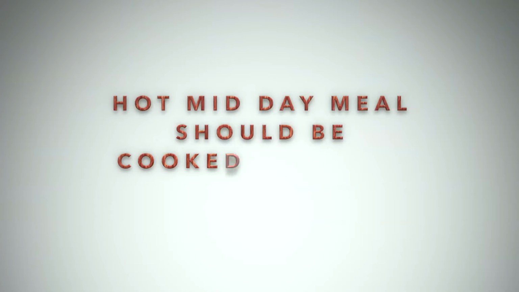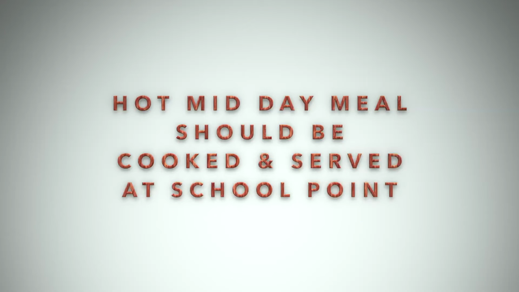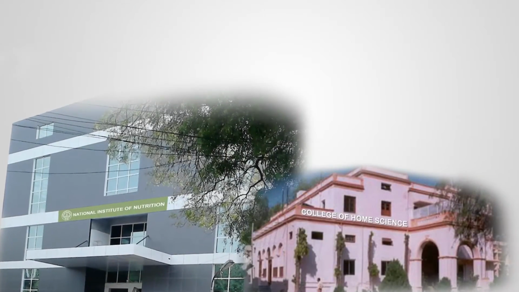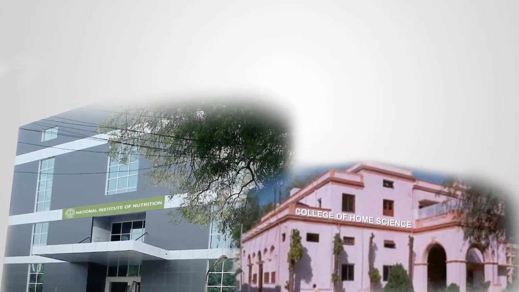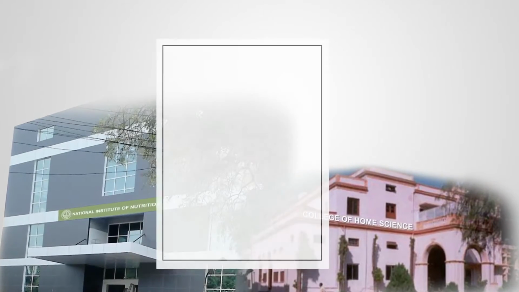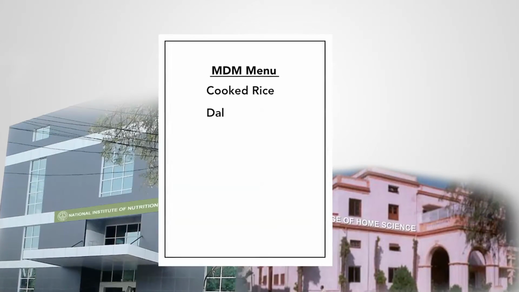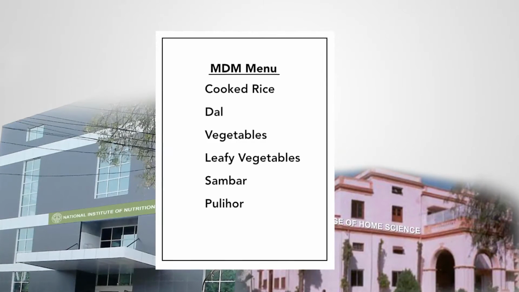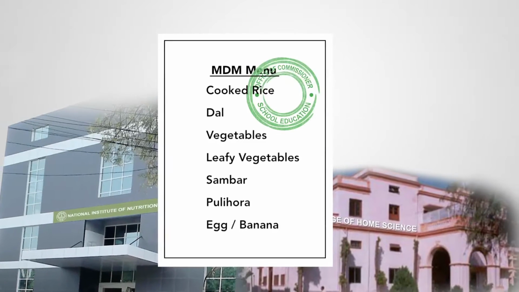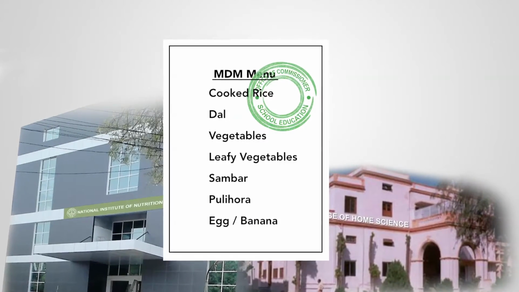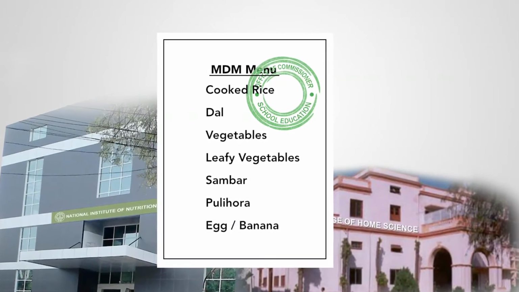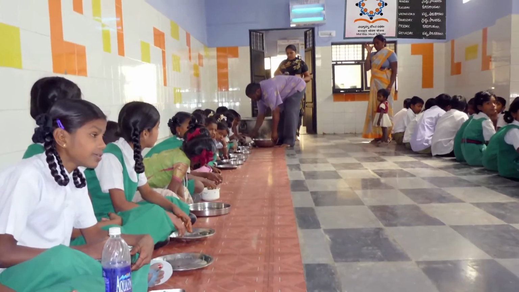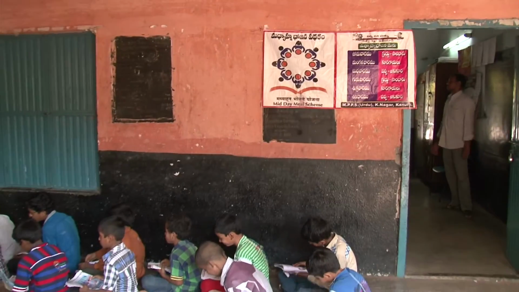Hot midday meal should be cooked and served at school point. In consultation with the National Institute of Nutrition and Home Science College, indicative menus for MDM using locally available and culturally acceptable food items are developed and communicated by the Office of Commissioner of School Education. This menu should be displayed in all the schools prominently.